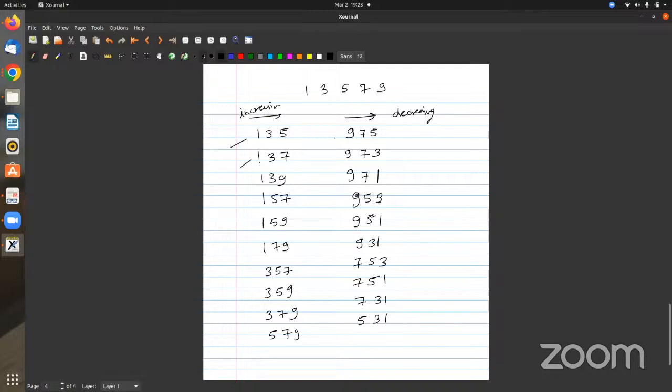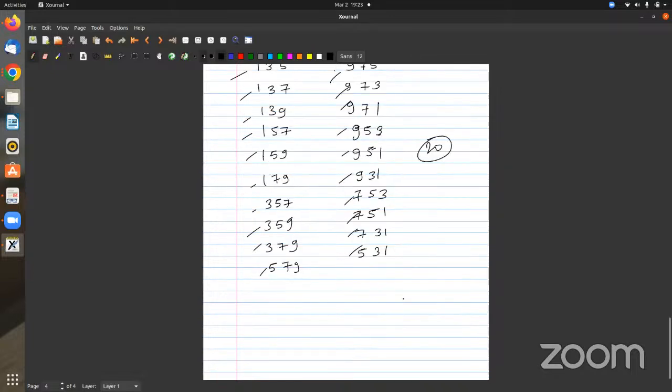So how many ways are there? 1, 2, 3, 4, 5, 6, 7, 8, 9, 10, and another 10. So the total is 20 ways. If I want to find the ratio, it will be 14, because with even digits there are 14 ways in total, divided by 20, which equals 7 by 10, which is 0.7. So 0.7 should be the correct answer.